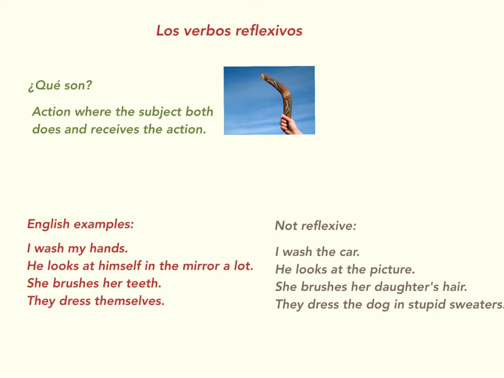But there are some things that are not reflexive as well, and maybe that's what we're more familiar with so far. For example, I wash the car. I'm doing the action, but not to myself. I'm doing the action to the car. He looks at the picture, same thing. She brushes her daughter's hair. Notice it's not brushing herself in any way, it's done to somebody else. And maybe you know somebody that does this, they dress their dog in stupid sweaters. We've all seen that, especially around Christmas time. Not reflexive, though, because it's not done to themselves, but to someone or something else.